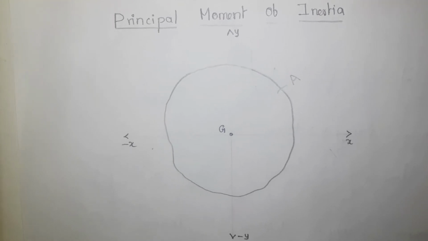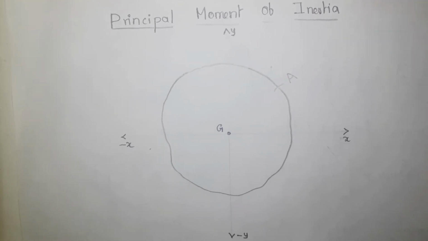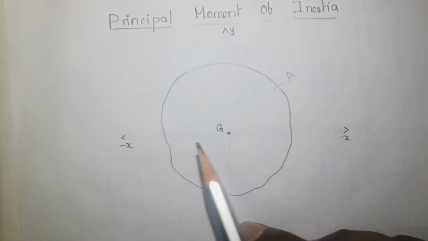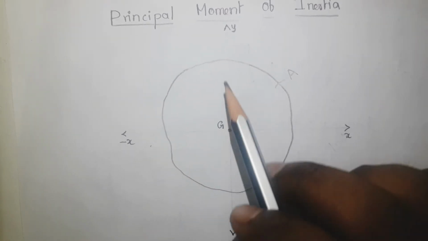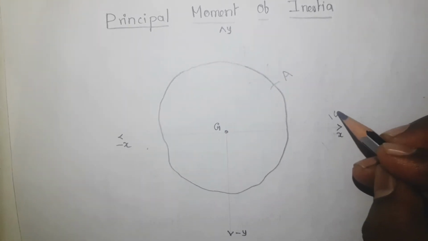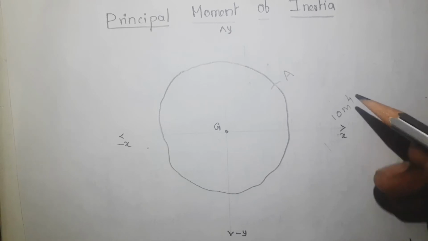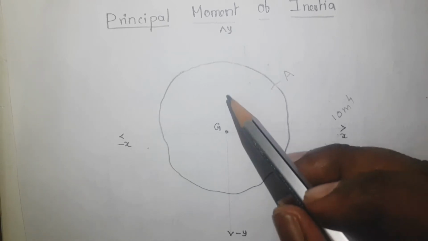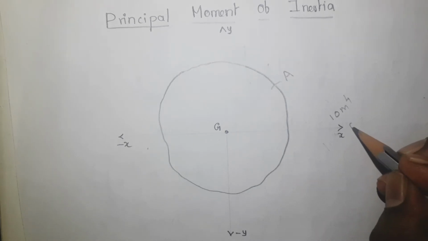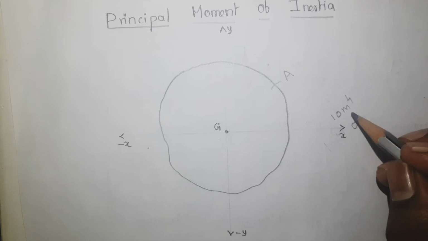Now let us go to the principal moment of inertia. Consider an area A having the centroid at G. This is the centroidal x axis and this is the centroidal y axis. Now assume that the moment of inertia here is, let me take 10 meter to the power 4. Now I am going to change the orientation of this x and y axis. Let me take that here the angle is 0 degree and the moment of inertia is 10 meter to the power 4.